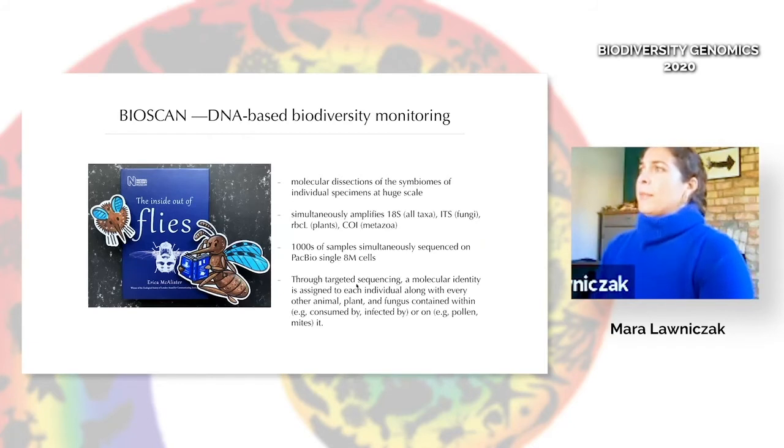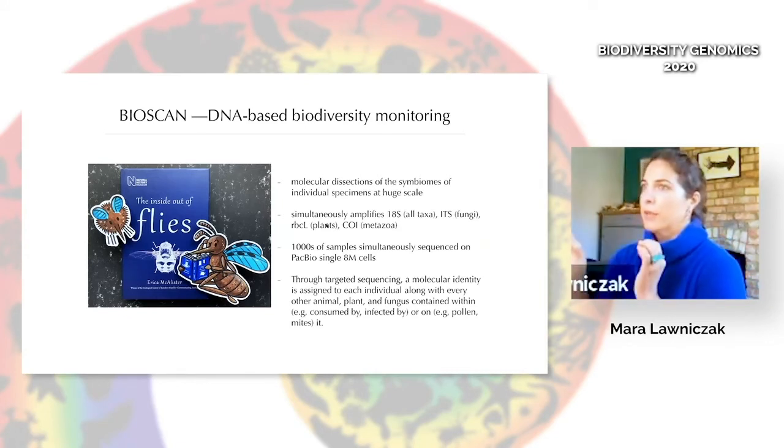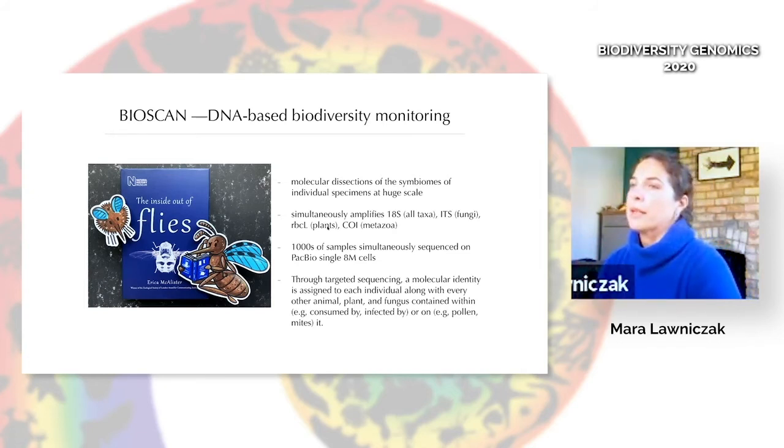So what is symbiont barcoding? Well, the way that this Bioscan project works is that it's simultaneously amplifying from a single specimen all the taxa that are found within and on that specimen, as well as the specimen itself. So it's amplifying 18S and ITS for fungi, rbcL for plants, and cytochrome oxidase 1 for animals.